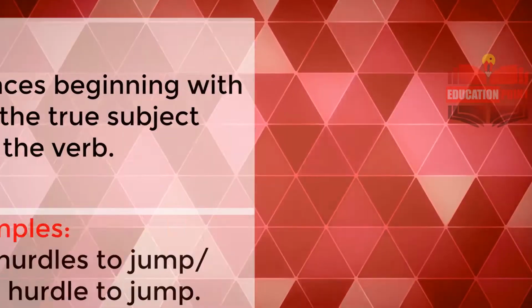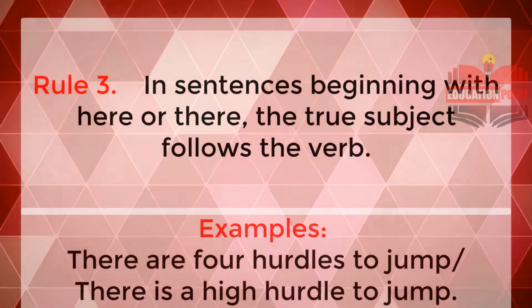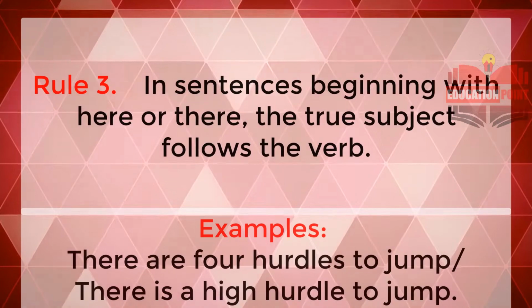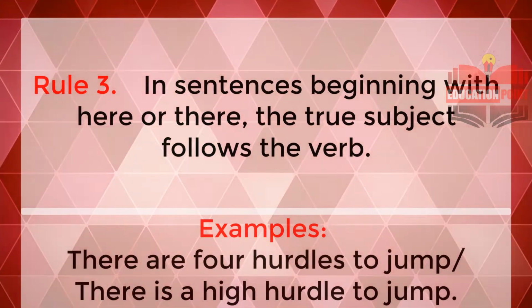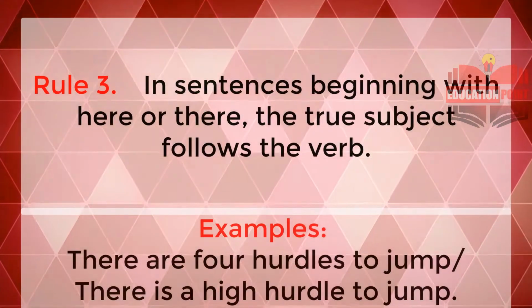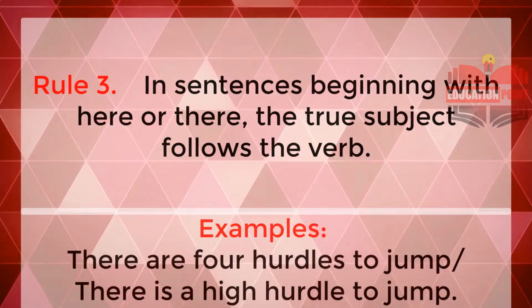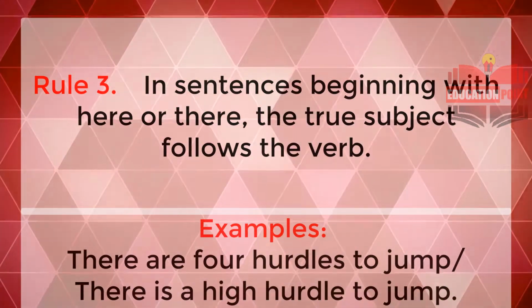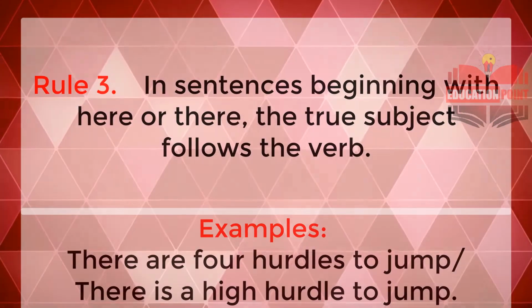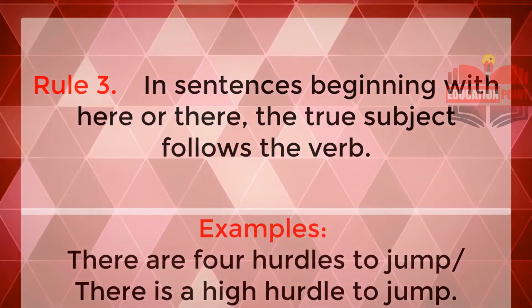The next rule is that in sentences beginning with here or there, the true subject follows the verb. Okay, the subject follows the verb if your sentence is starting with here or there. Example, there are 4 hurdles to jump, or there is a high hurdle to jump. So here the verbs are and is are followed by the subject, that is hurdle, right?